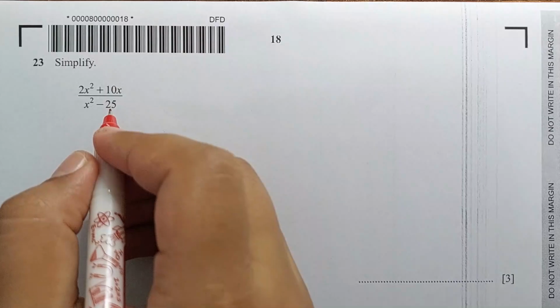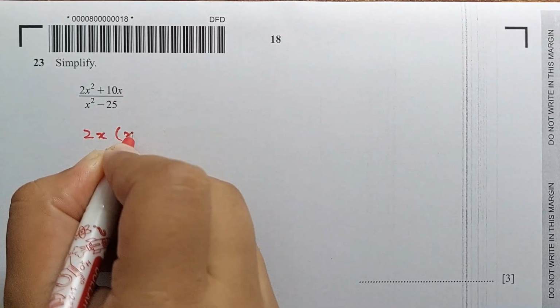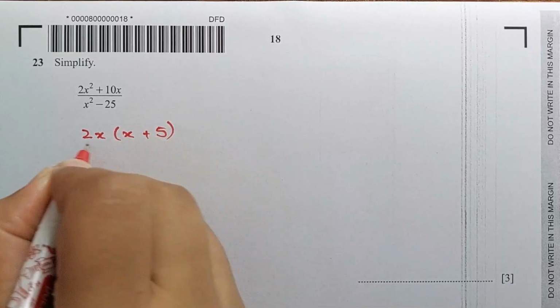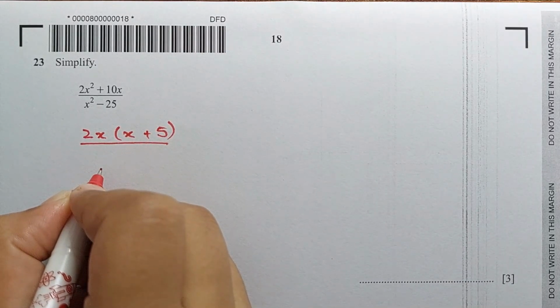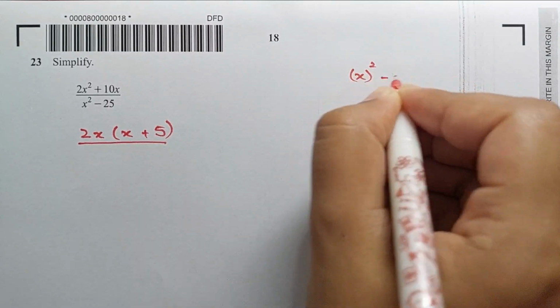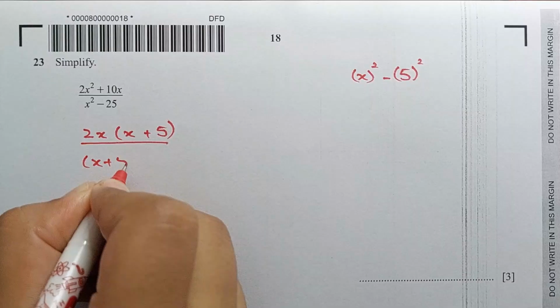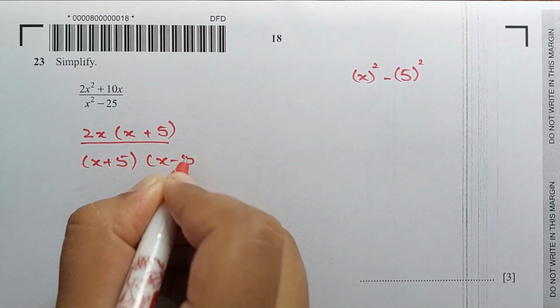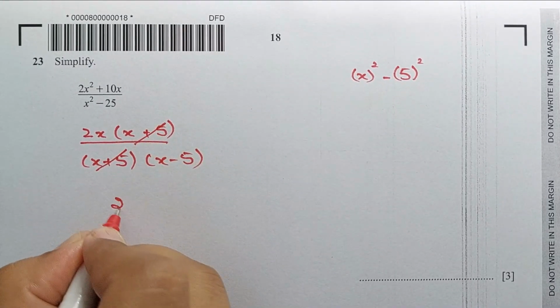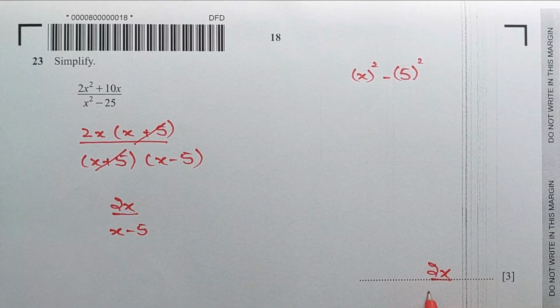Question number 23, we need to simplify. We can take 2 common, we can take x common, so x is left, 2 times 5 is 10. Then x square minus 25, which is basically x square minus 5 square. Difference of squares, so x plus 5 and x minus 5. Cancel the like factors, so 2x over x minus 5 is left. This is the simplified form. So that's the last question of our paper.